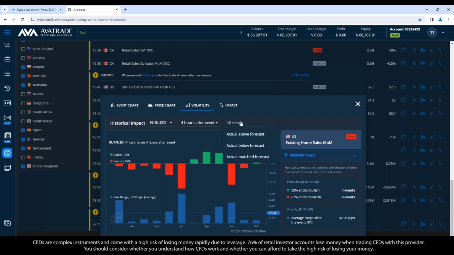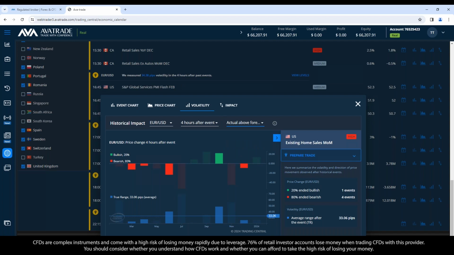So if we look and see if these numbers come in above forecast, if home sales are better than expected, we see 80% of the time the USD strengthens. Makes sense. Stronger than expected home sales in the US, USD strengthens for a couple reasons. One, because, hey, if the US is doing well, it makes sense to buy their currency. But also, if home sales are better than expected, then there's less likelihood that interest rates will be lowered anytime soon in the US, which then also not lowering the interest rates tends to keep the USD strong.